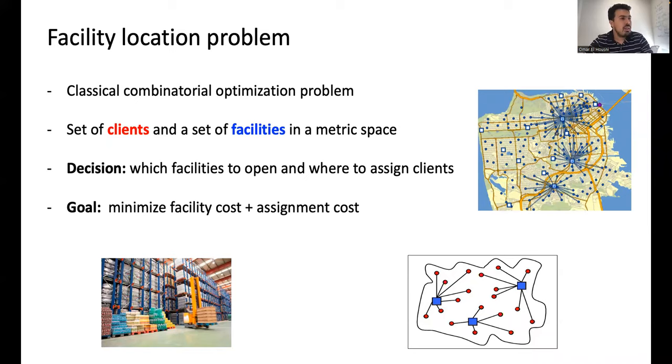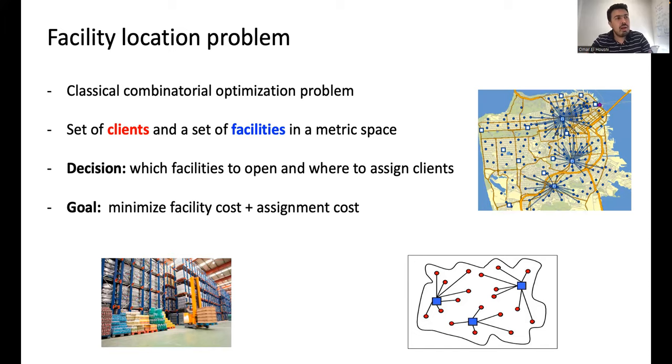There are many variants of this problem. We could think not only about the opening cost of the facility, but also about the cost of putting some inventory in the facility, so the holding cost, and so on and so forth. There are many applications of the problem. The classical one: you think about a retailer who needs to open some warehouses. Let's say Amazon would like to open some warehouses, and they need to decide in which locations to have these warehouses in order to be close to the demand points. Another application to think about is where to put the inventory.